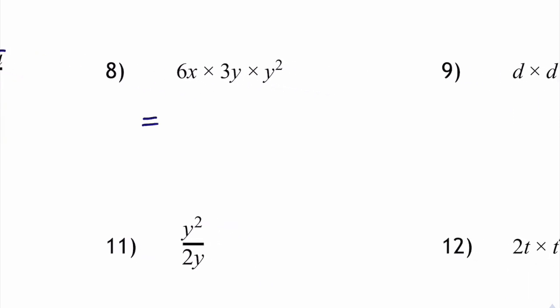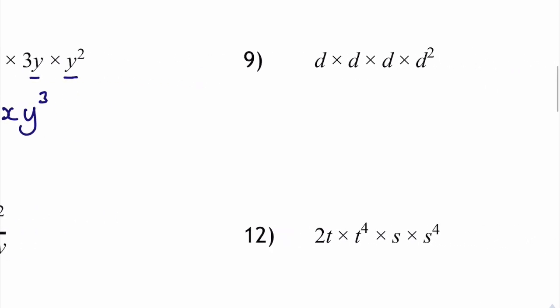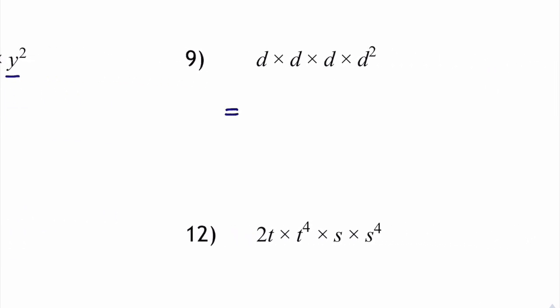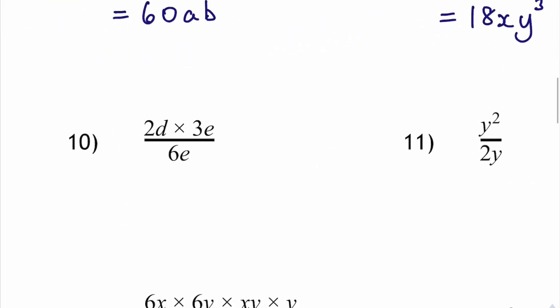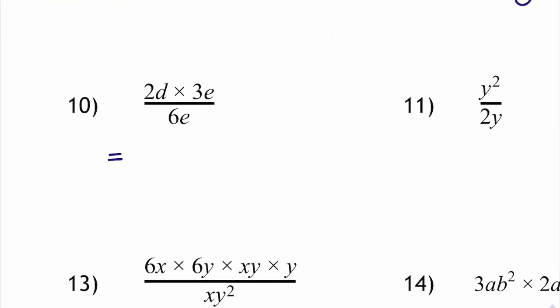Question 8, we've got the 6 multiplied by the 3, which is 18. Got a single x there, and we've got a y and a y squared, so that's y cubed. Question 9, got 1, 2, 3, and a d squared, so that's d to the power of 5. Question 10. You notice here we've got the 2 and the 3, which makes 6. That's obviously going to cancel with the 6 in the denominator there. And we've got the e and the e here, which will cancel, just leaving d.